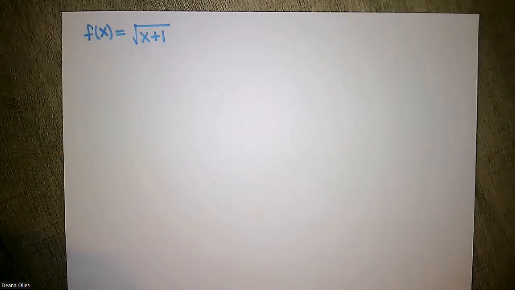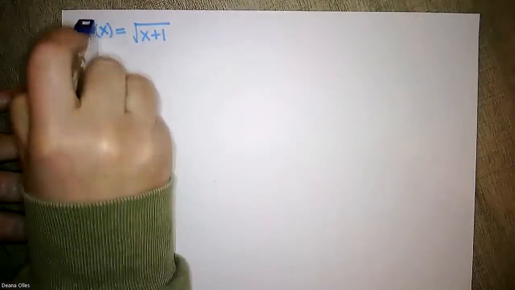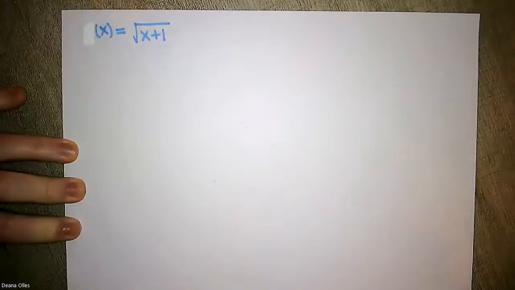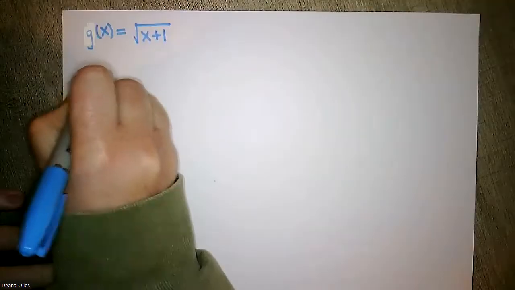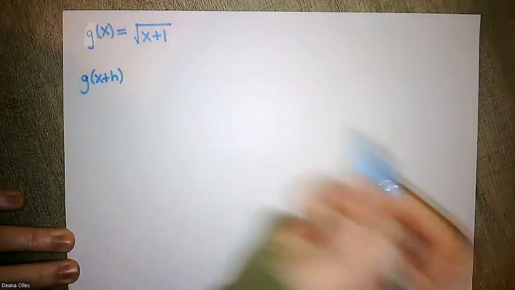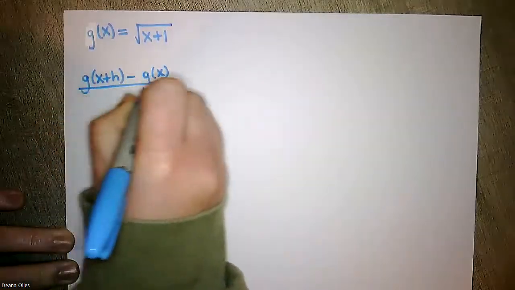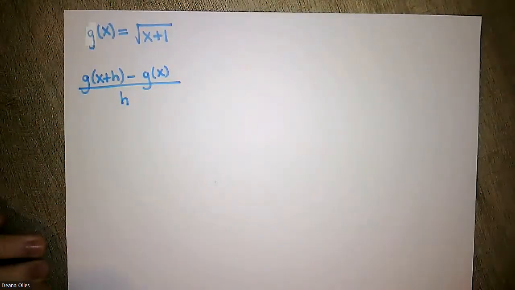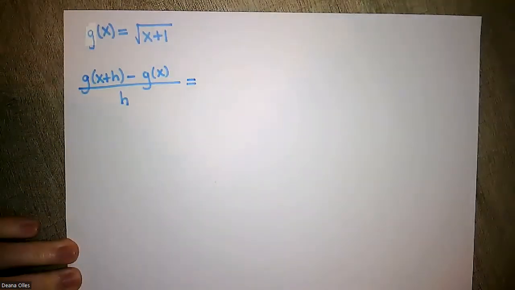And you know what? I'm just thinking in the middle of my work here that it would be fun to actually give this function a different name. Let's call this one G, shall we? It's changing the name mid-video, but the difference quotient for G will then be G of X plus H minus G of X all over H, because not all functions are going to be called F. All right, so here's our difference quotient for G.